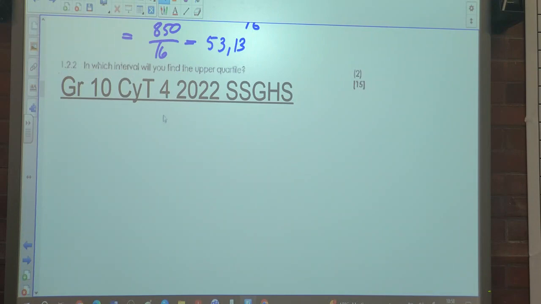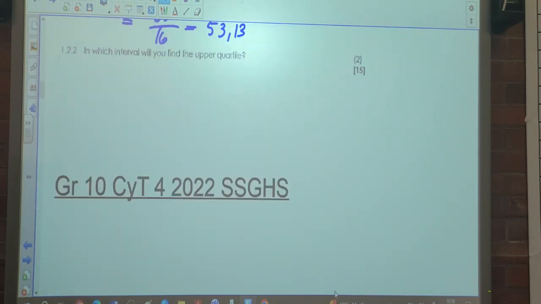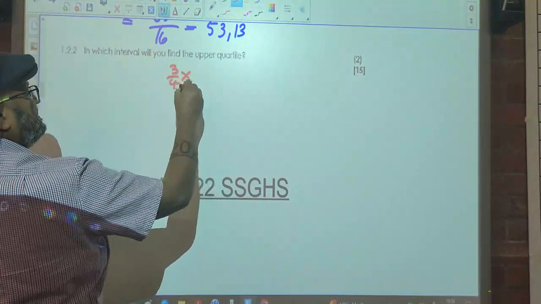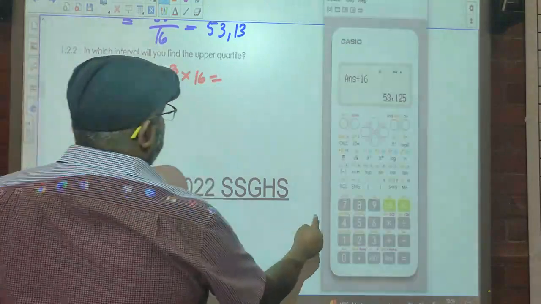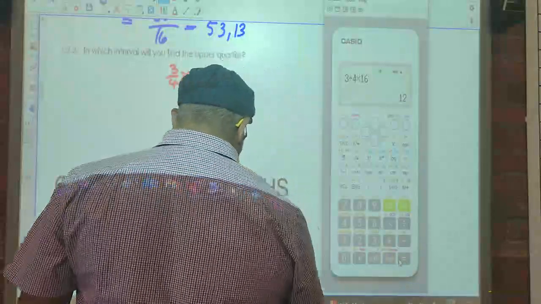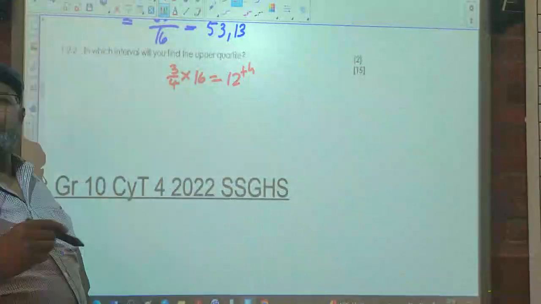Then we ask, in which interval will you find the upper quartile? People, for the upper quartile, that is 3 over 4 times the number they are, which is 16. So it's going to be 3 over 4 times 16. It's going to be 12. So in other words, it's the 12th person, or the 12th number.